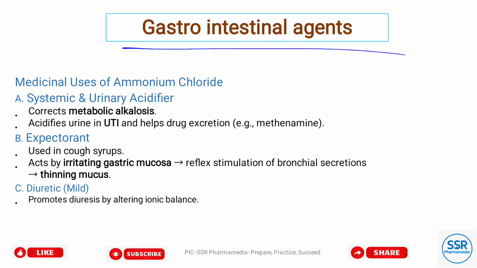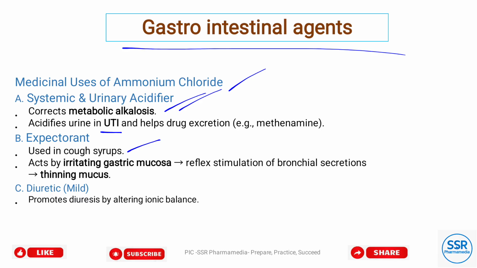Gastrointestinal agent. Mechanical use of ammonium chloride: it is used as a systemic and urinary acidifier. It corrects the metabolic alkalosis, and it acidifies urine in UTI, urinary tract infection, and helps drug excretion. And as an expectorant, it is used in cough syrup.